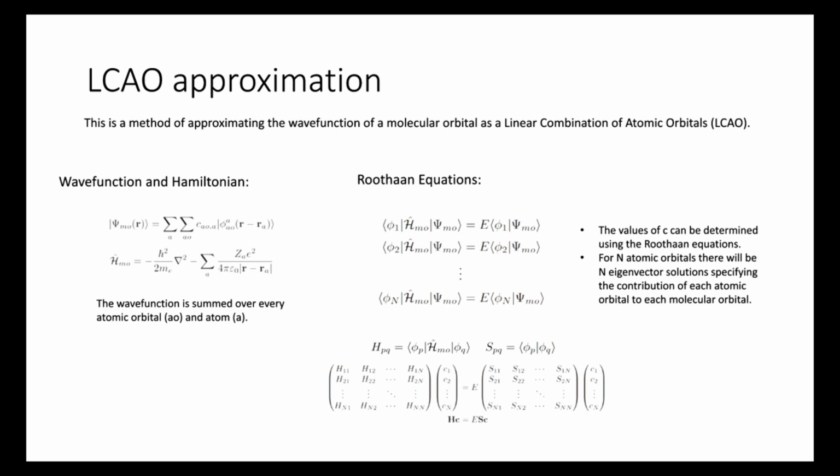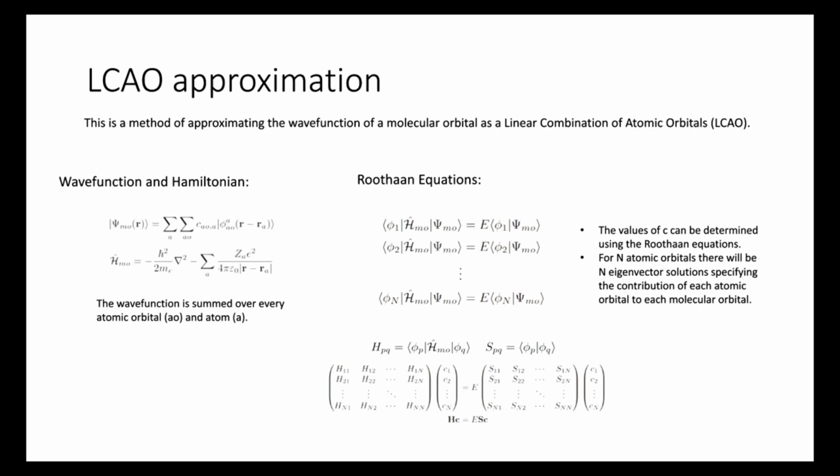The only problem here is calculating the constants c for each molecular orbital. They can be determined by forming the Roothaan equations that are being shown in the center, which are a set of n equations for n orbitals that are created using the time-independent Schrödinger equation. These can be rearranged below to give an eigenvalue problem, where the eigenvectors each contain the n coefficients of c for each of the n possible molecular orbitals.